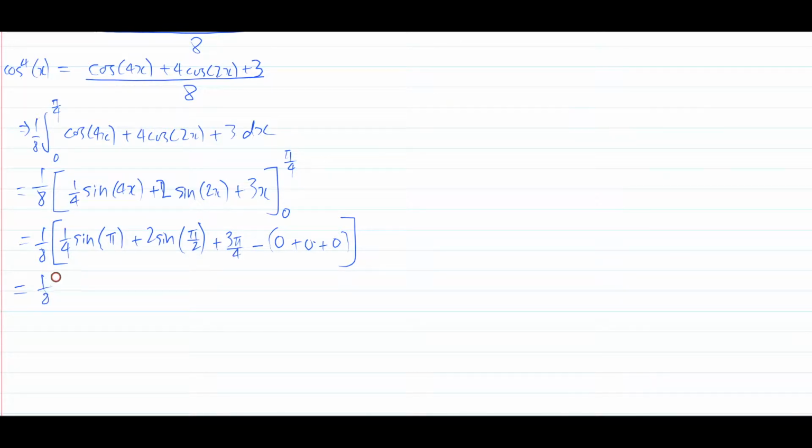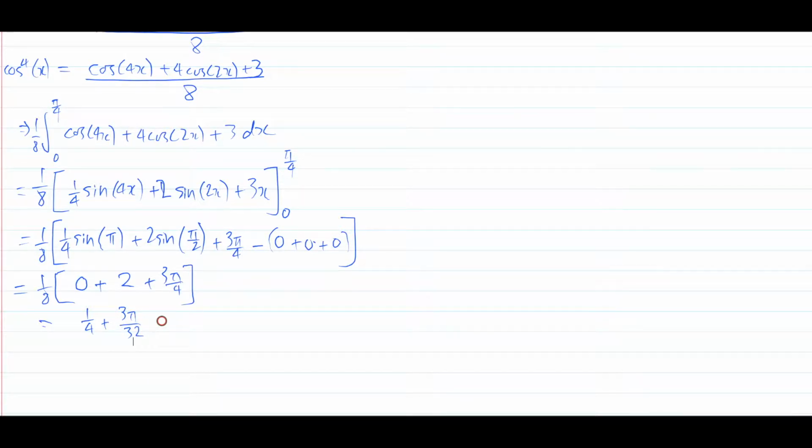But let's expand everything. So what is sine of pi? Sine of pi is -1, is 0 actually, not -1, cos of pi is -1. Sine of pi is 0, so that just becomes 0. Sine of pi on 2, on the other hand, is 1. 1 times 2 is 2. And then you have plus 3 pi on 4. The 0, you can just ignore that. And there we go. Our final answer is 1 on 4 plus 3 pi on 32.